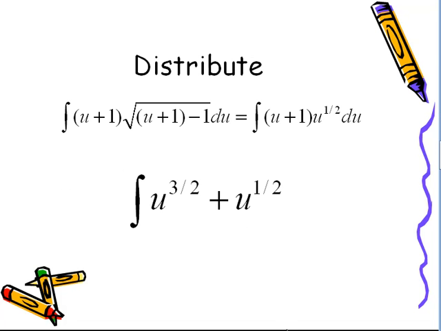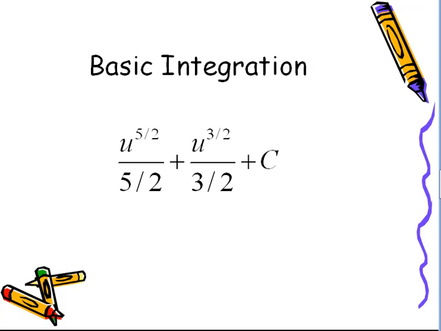Now I distribute the u to the 1/2 to everything in the parentheses and get the integral of u to the 3/2 plus u to the 1/2. Now we can use just basic integration rules and add 1 to the exponent and put it over the new exponent, making our next step u to the 5/2 over 5/2 plus u to the 3/2 over 3/2, and then we tack on a C.